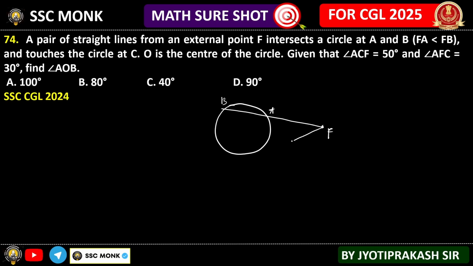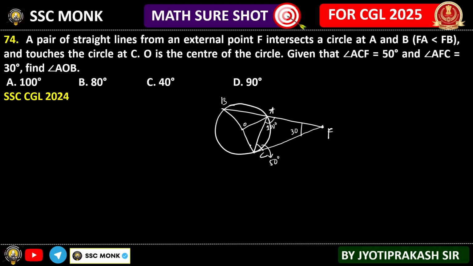The second is touching the circle at C, and O is the center. Let's say O is here. It is saying angle ACF is 50 degrees, and angle AFC is 30 degrees, so this value is by default 100 degrees. It is asking for the value of angle AOB.